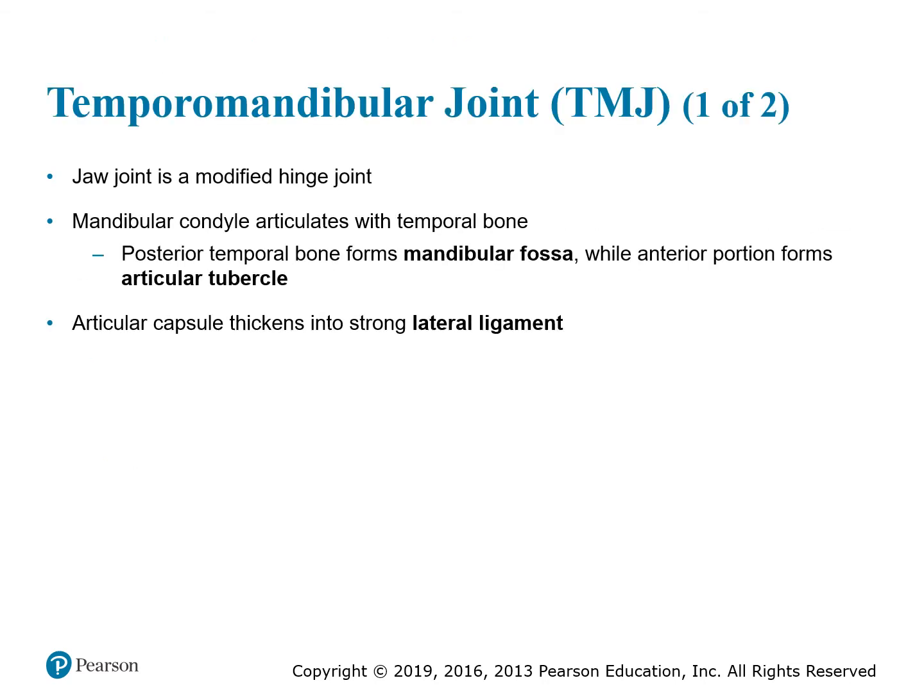We'll start with the temporomandibular joint. The jaw joint is a modified hinge joint. The mandibular condyle articulates with the temporal bone. The posterior temporal bone forms the mandibular fossa, while the anterior portion forms the articular tubercle. The articular capsule thickens into a strong lateral ligament.